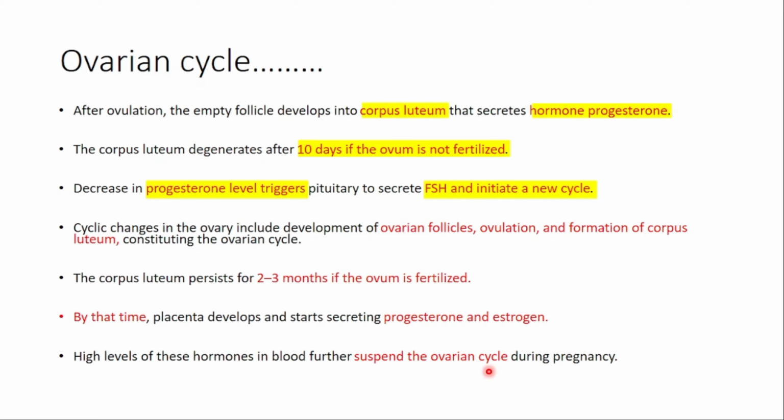So the cyclic changes in the ovary include the development of ovarian follicles, ovulation, and formation of corpus luteum, constituting the ovarian cycle. The corpus luteum persists for 2 to 3 months if the ovum is fertilized. By that time, the placenta develops and starts secreting the hormone progesterone and estrogen. And high levels of these two hormones in the blood suspend the ovarian cycle during pregnancy.